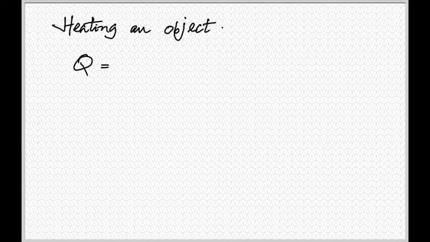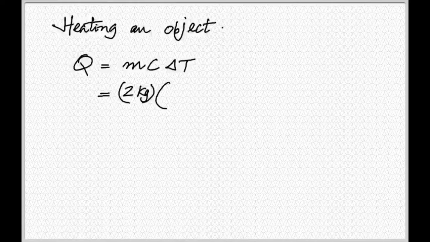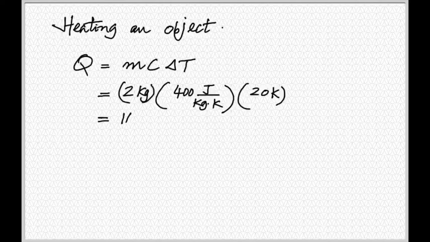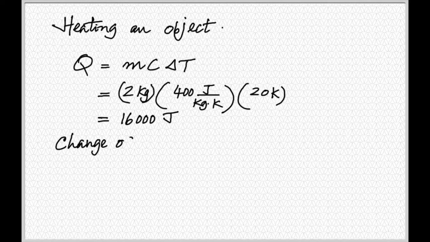Now, when heating an object, or even when an object cools, we use the formula Q is equal to mcΔT. c is a constant called the specific heat capacity, m is the mass, and ΔT is the change in temperature. So as an example, we have 2 kilograms of a material, and the specific heat capacity is 400, and if the change in temperature is 20 Kelvin, we get the quantity of heat required is 16,000 joules.